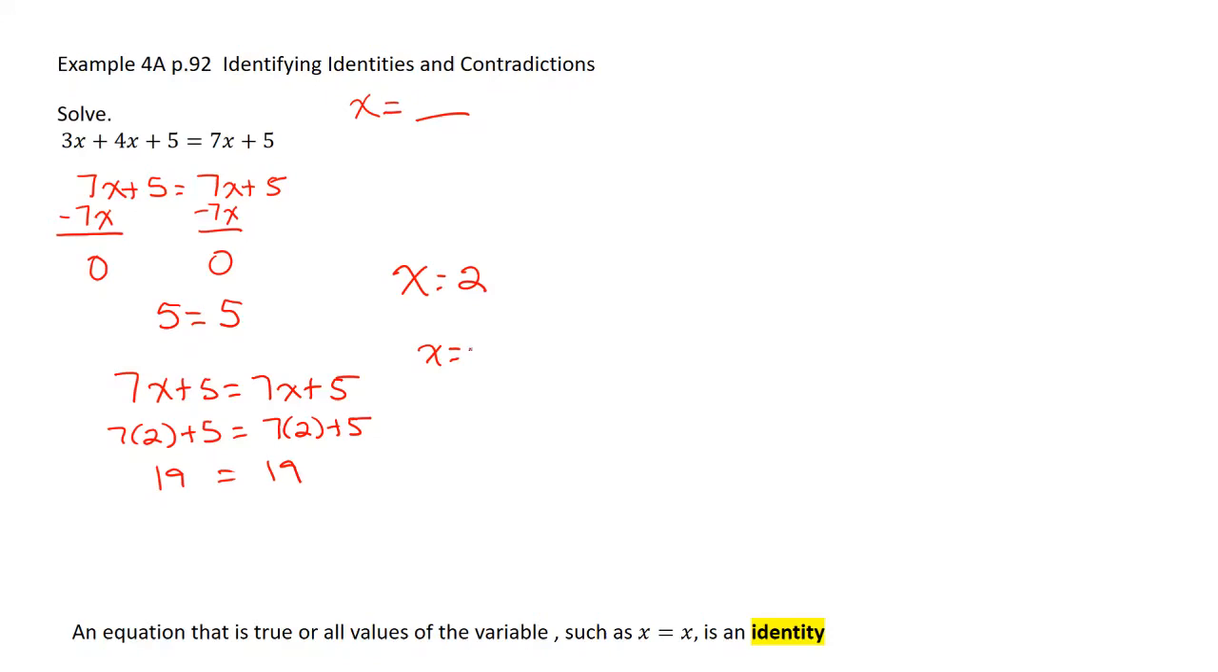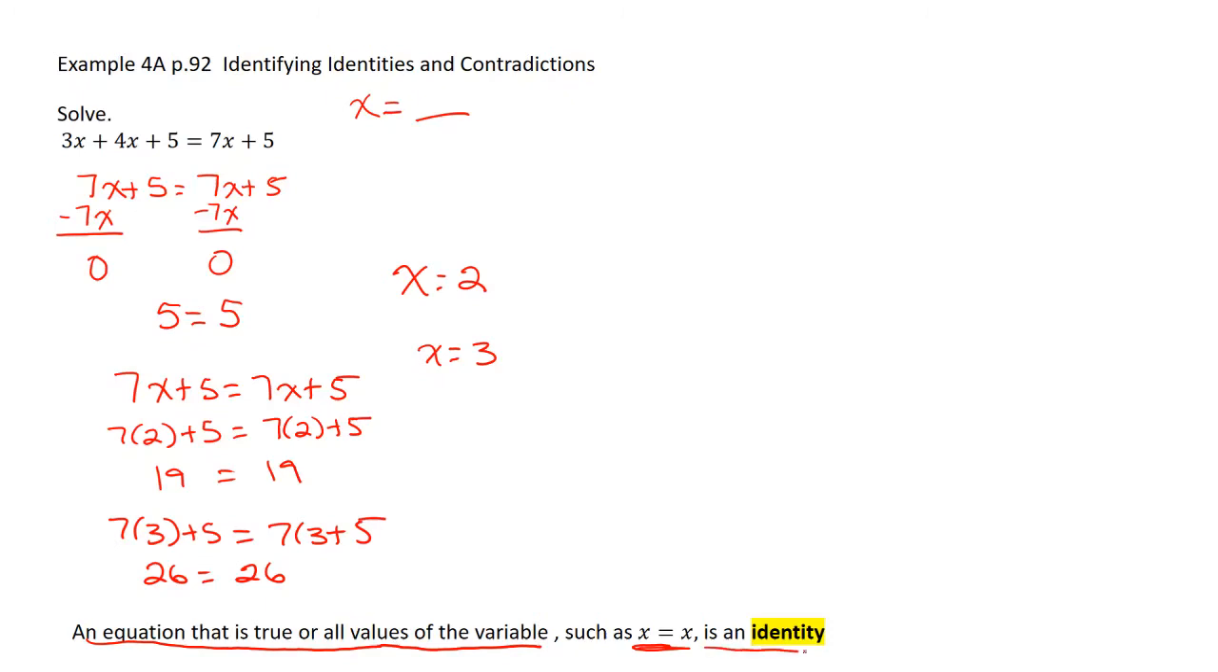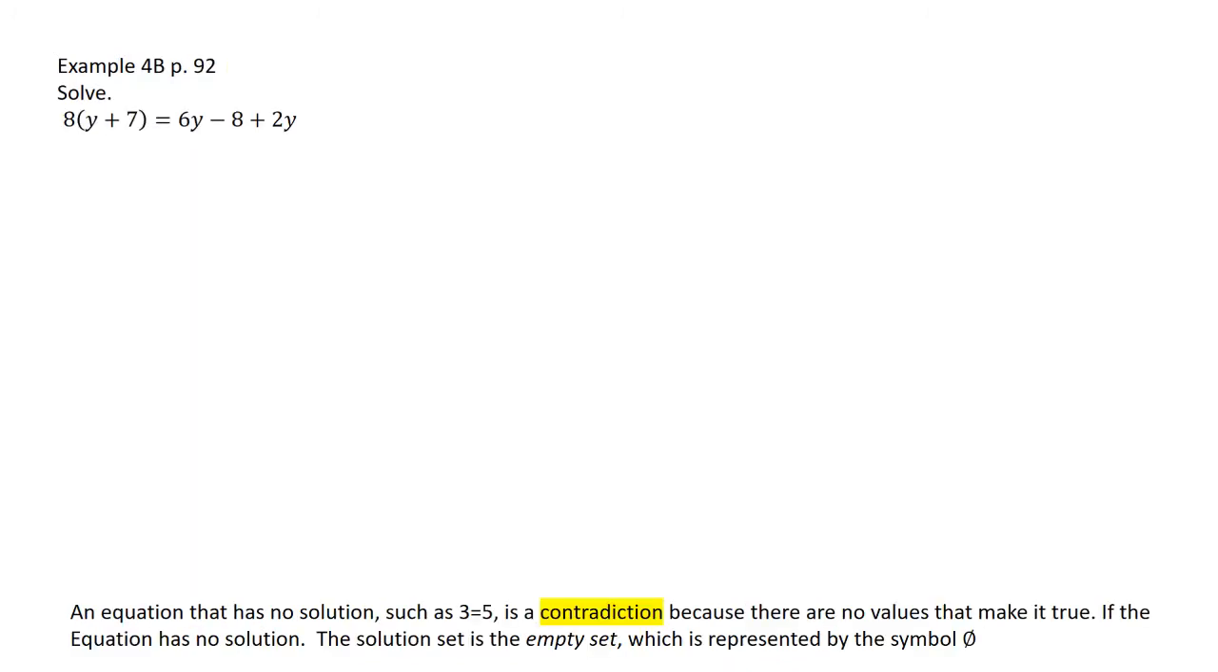What if we said x equals 3? 7 times 3 plus 5 equals 7 times 3 plus 5. 21 plus 5 is 26 equals 26. So an equation that is true of all values of the variable, such as x equals x, is called an identity. All right, so this type of problem, when you come up with no x's in the end, it's the identity equation.